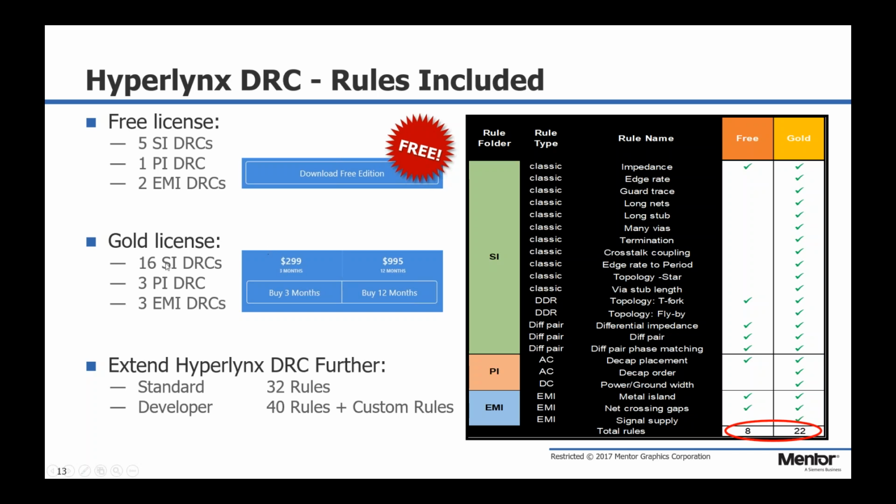Then you can upgrade to some additional rules with the gold license, containing 16 signal integrity DRC checks, 3 power integrity, and 3 EMI DRC checks. And as we said earlier, we can extend that even further. If you need more rules, more functionality, more capability to run these DRC checks, we can go to the standard license, or possibly even the developer license for writing your own custom rules.